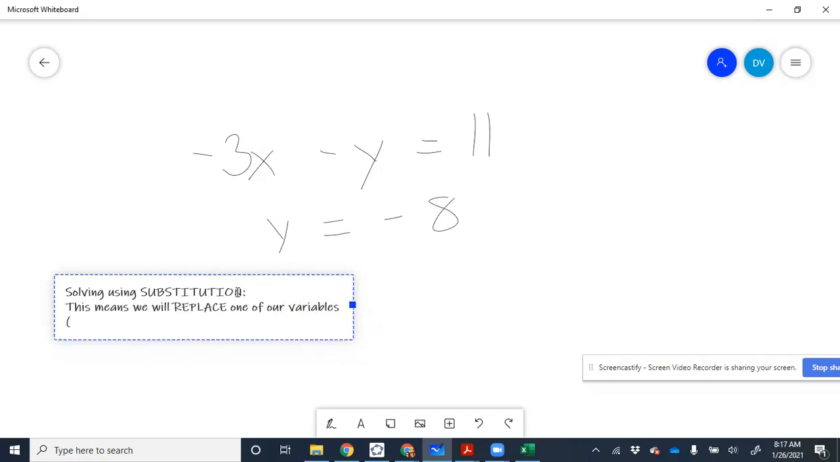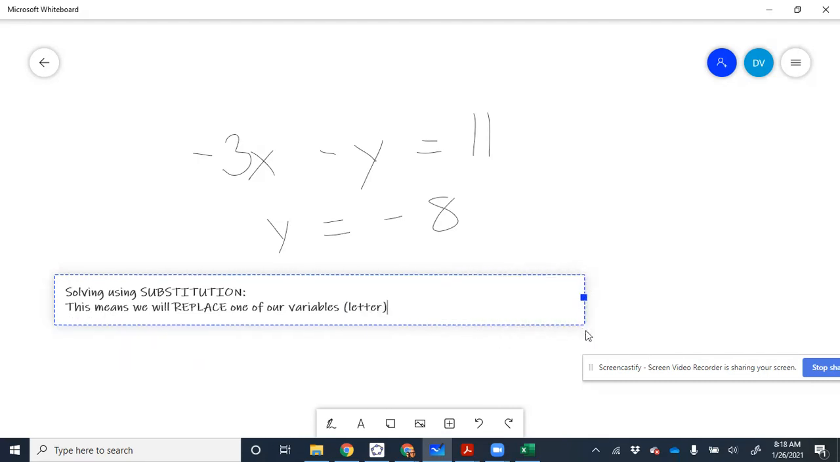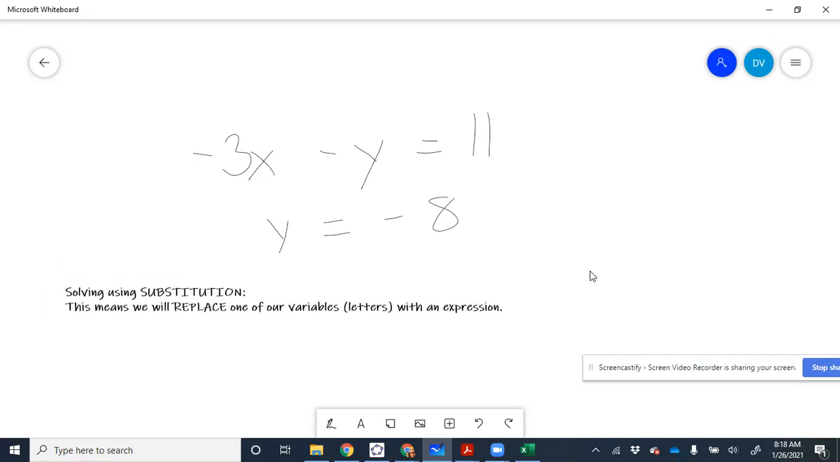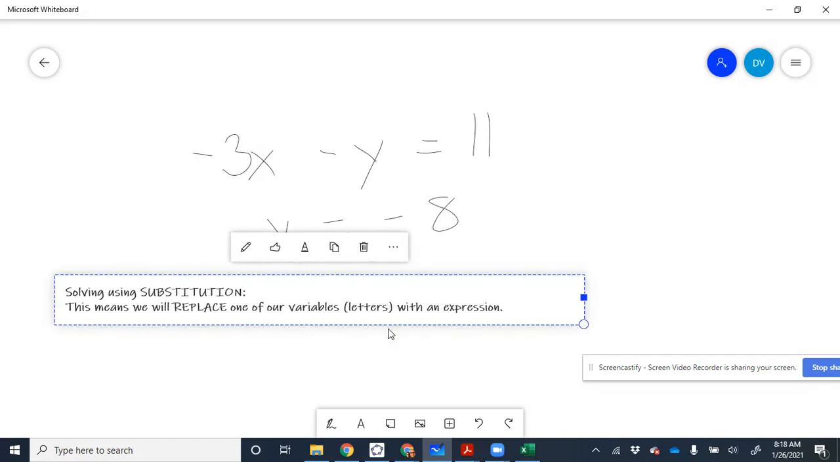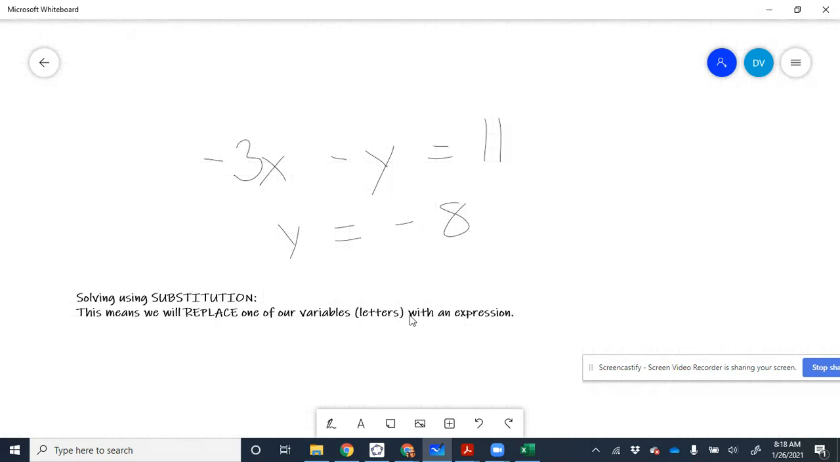And a variable is just a letter. In this problem, we have two letters, x and y. We could replace either one. We'll do the one that's easiest. We're going to replace one of the letters with an expression. That's all that substitution means. We're going to do that every time they tell us to solve a problem using substitution.